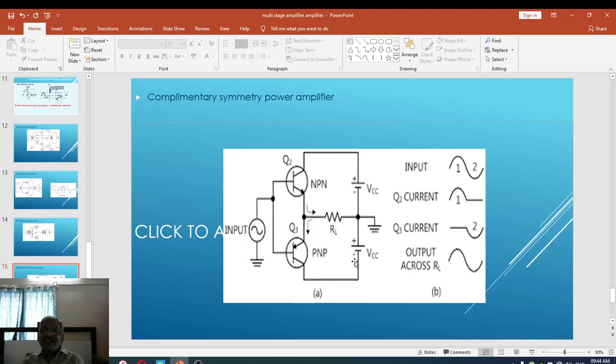The supplies are connected so that they will reverse bias the respective collector to base junction. As here NPN transistor, positive terminal is connected to the collector. This is a PNP transistor, negative terminal is connected to the collector, whereas their center tapping is grounded. The upper half resembles the lower half, that's why it is called a symmetric circuit.